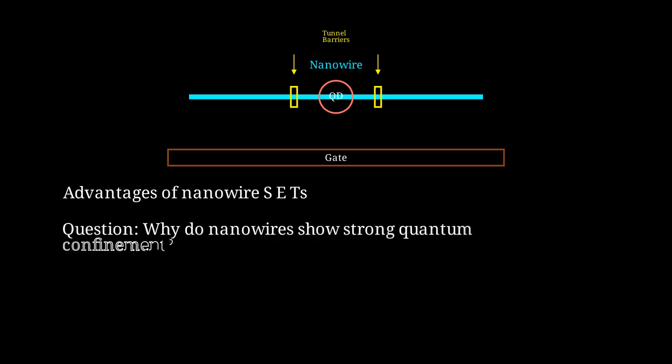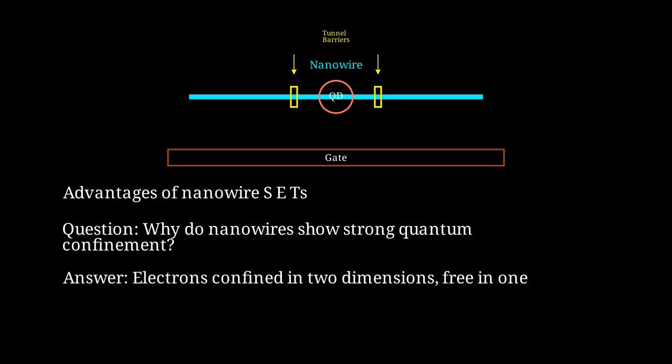Here's an important question. Why do nanowires show such strong quantum confinement? The answer lies in their geometry. In a nanowire, electrons are confined in two perpendicular directions, but free to move along the wire axis. This reduces the available density of states and enhances quantum effects.